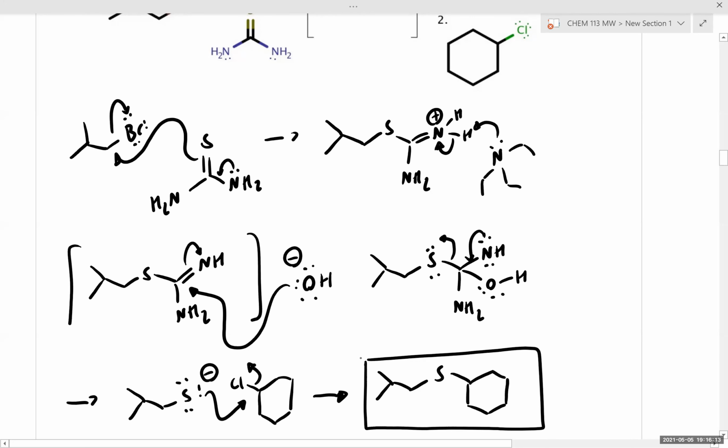Does this mechanism make sense to everyone? Any questions on this example?